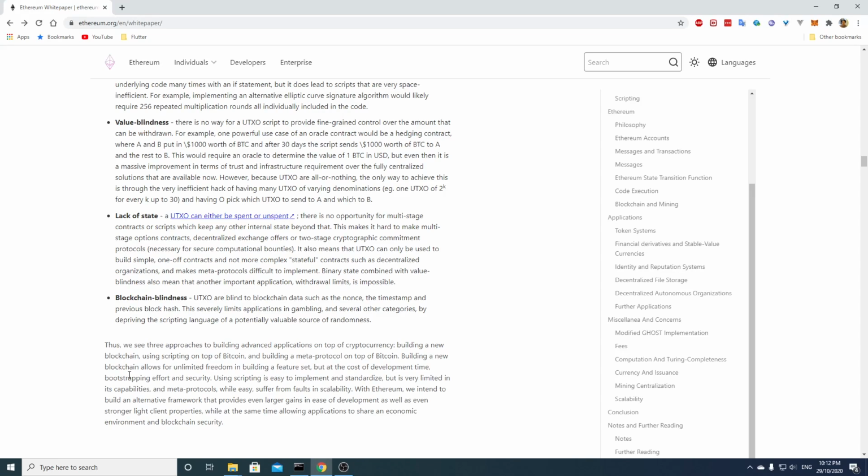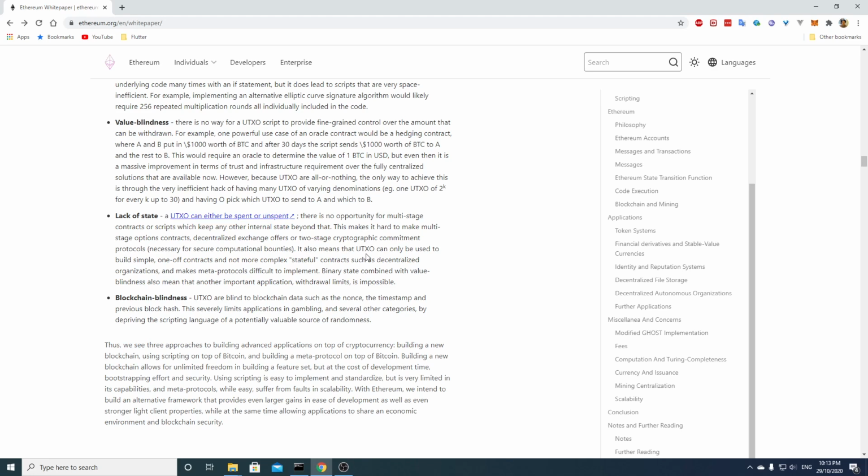The next point being made here is the lack of state. So a UTXO can either be spent or unspent. There is no opportunity for multi-stage contracts or scripts which keep any other internal state beyond that. This makes it hard to make multi-stage option contracts, decentralized exchange offers, or two-stage cryptographic commitment protocols necessary for secure computational bounties.